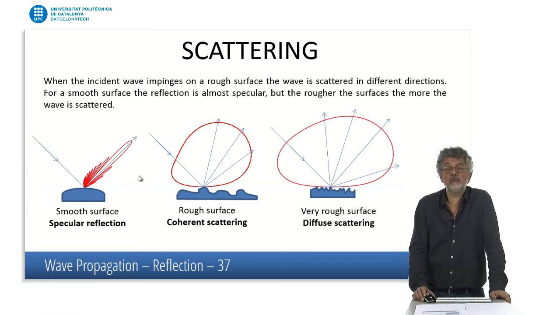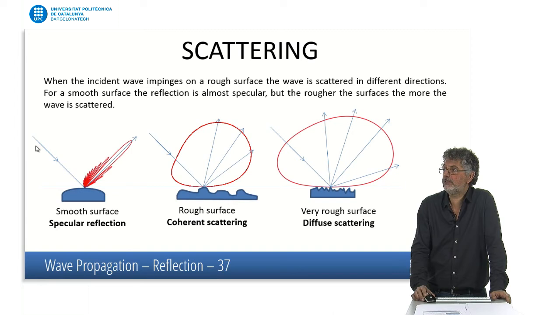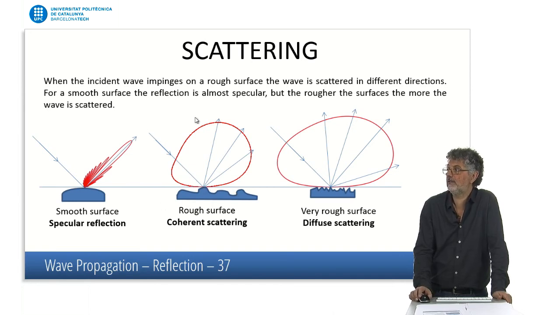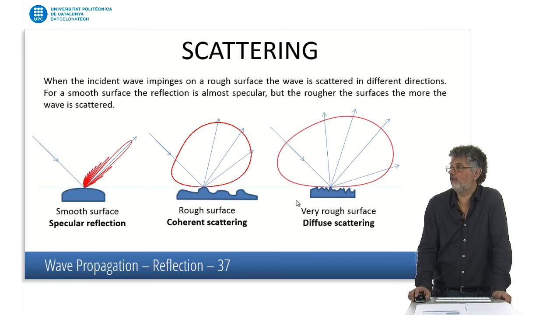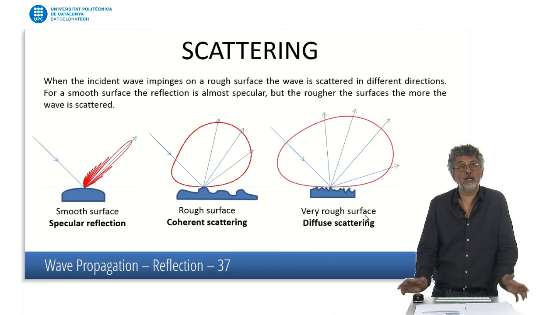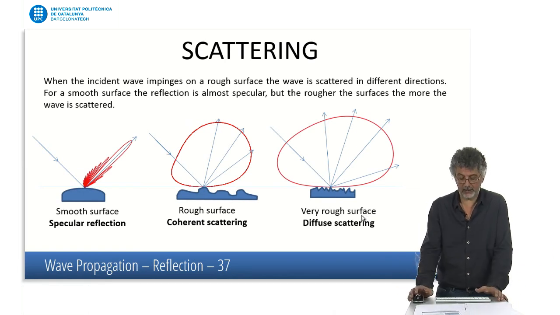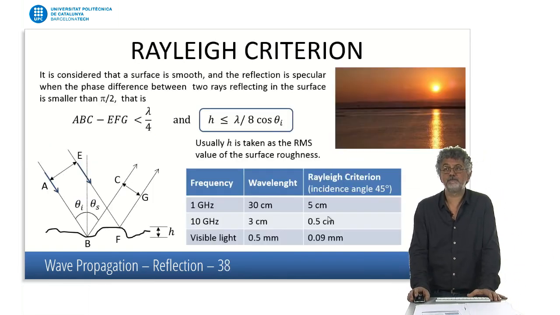Of course, when we have a very smooth surface and I have an incident ray, essentially all the energy is reflected, assuming Snell's reflection angle. So all the energy is concentrated in this direction. But when I have a rough surface, actually what happens is the energy is scattered in many directions. And when I have a very rough surface, the scattering becomes very diffuse. Actually, I'm scattering that energy in many directions.